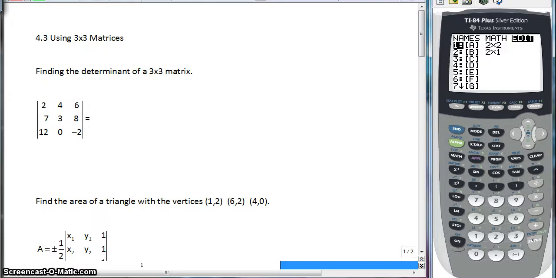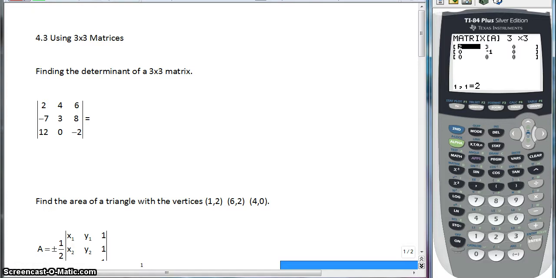So you click enter on matrix A in the edit menu. First thing you have to do is tell the size. So this is a 3x3 matrix. So you just hit 3, enter, 3. And then when you press enter again, it'll scale it to a 3x3 matrix. Now you just need to enter in all the information. So it'll go left to right.